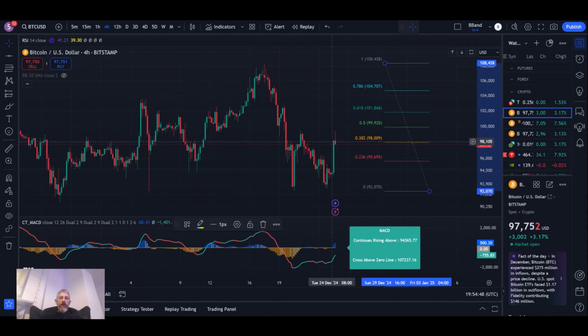Now, if Bitcoin turns down from where it is at the moment, that would suggest that the bounces may be over. But bounces could indeed bounce up to the 618 without being anything other than a bounce. And that's coming in at sort of 102. So it depends, right? It depends what happens over the next probably day or so.